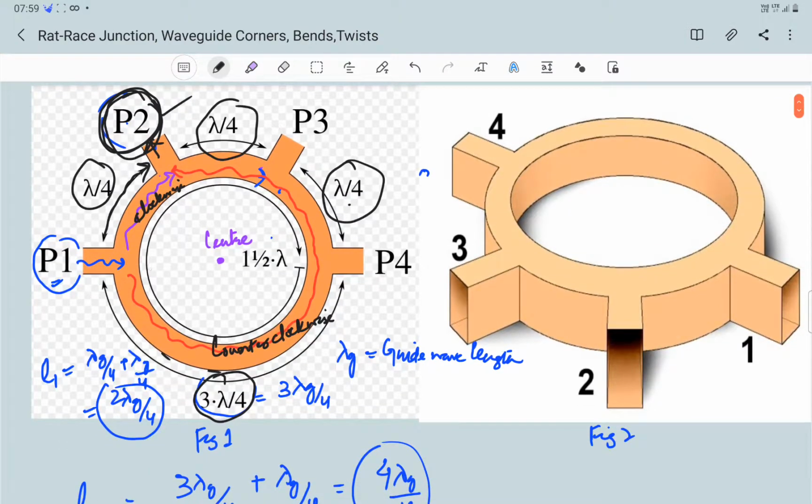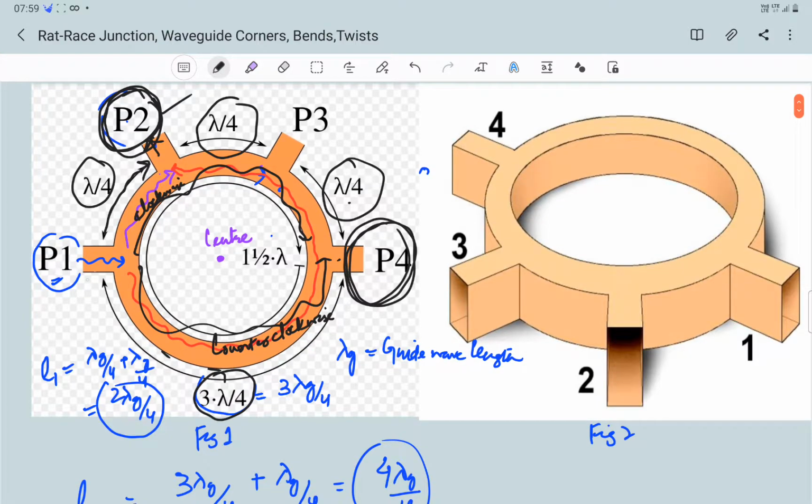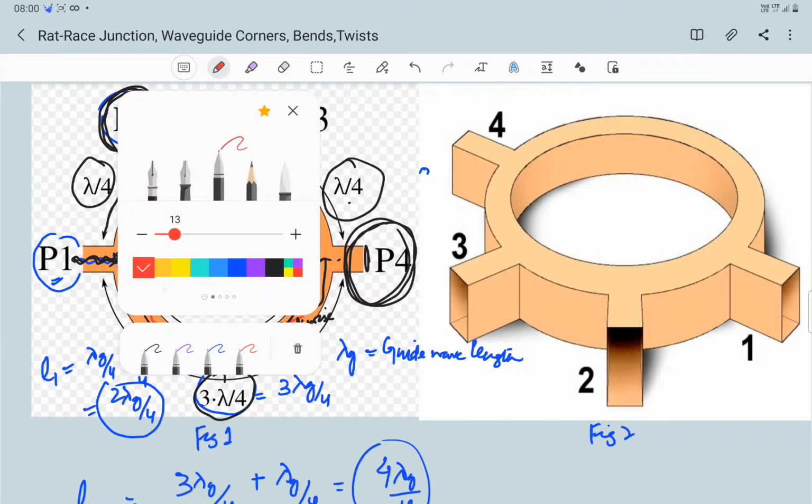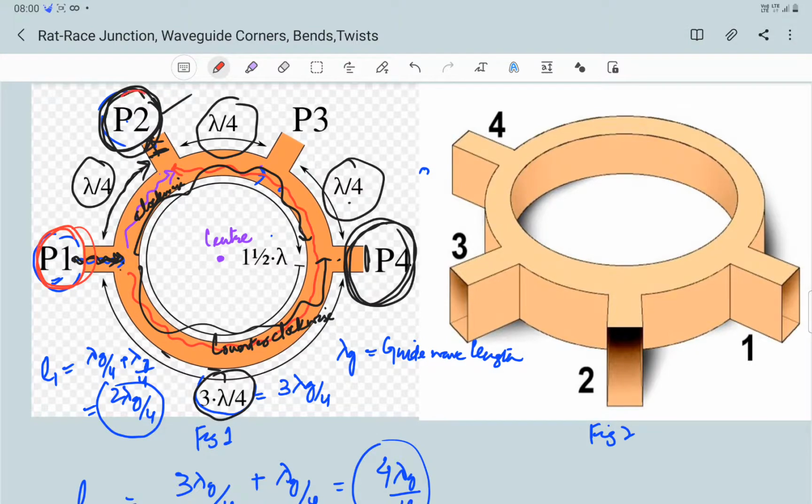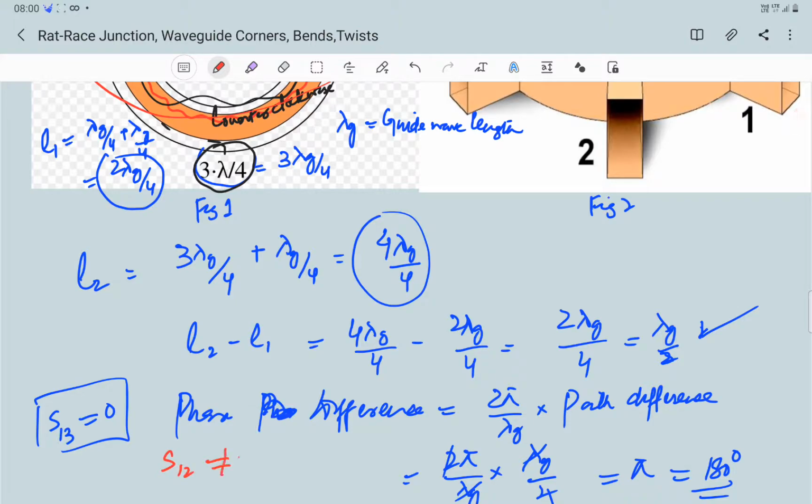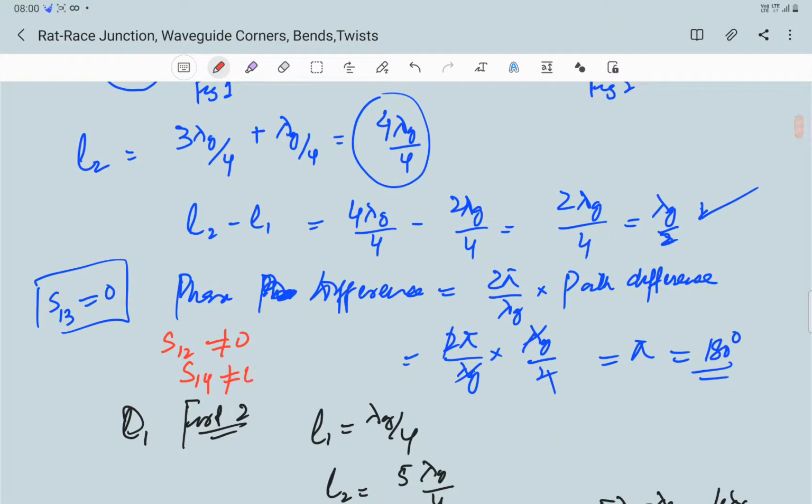Likewise, if we see, the two waves reaching port 4 will again be in phase. That is, there will be a phase difference of 0 degree or 360 degree. So again, signals reaching in clockwise and counterclockwise directions to port 4 will add up. So in a nutshell, if we feed a signal at port 1, it gets divided between ports 2 and 4 and nothing comes out at port 3. So S12 cannot be 0 and S14 cannot be 0.